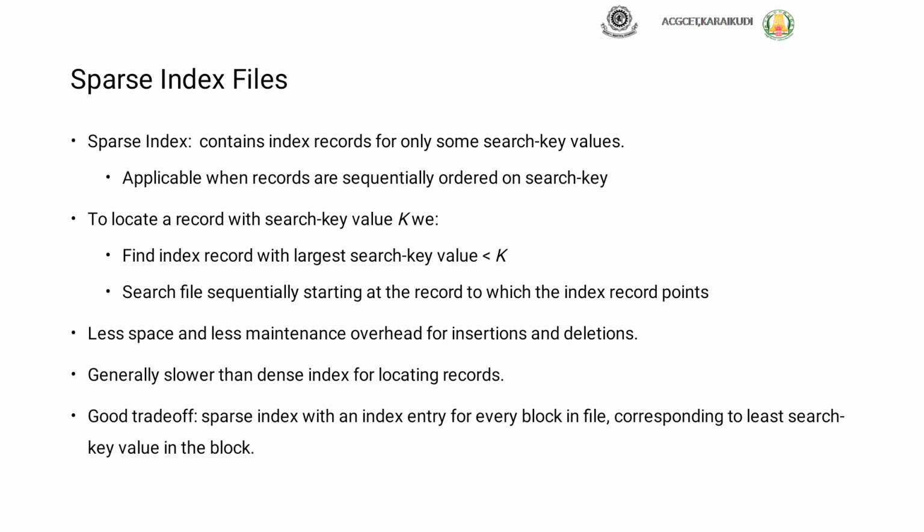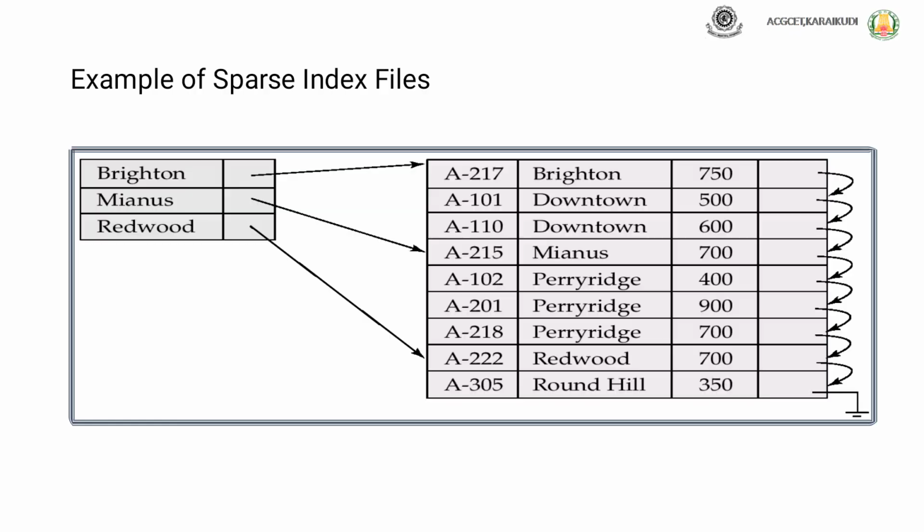It is generally faster to locate a record if we have a dense index rather than a sparse index. However, sparse indices have an advantage over dense index in that they require less space and less maintenance overhead for insertions and deletions. This is the example of sparse index files.